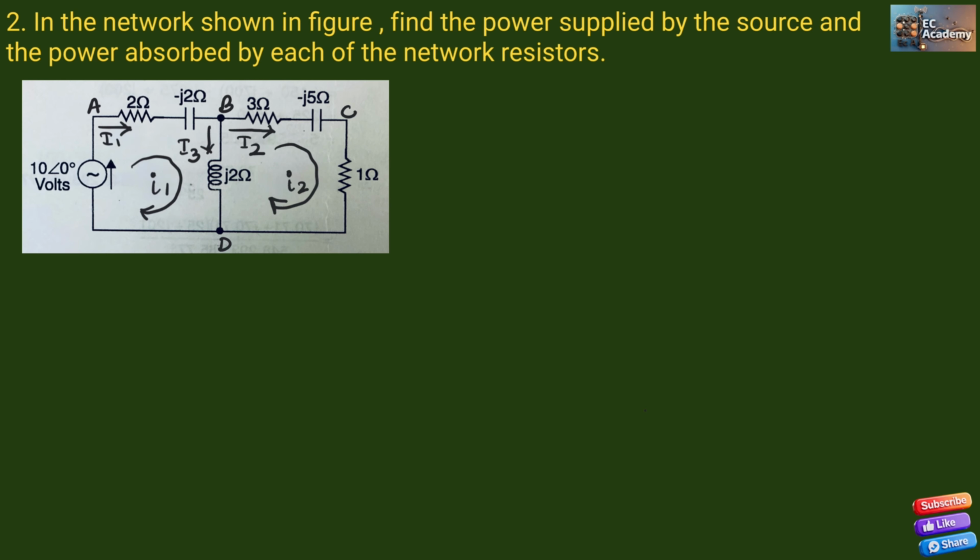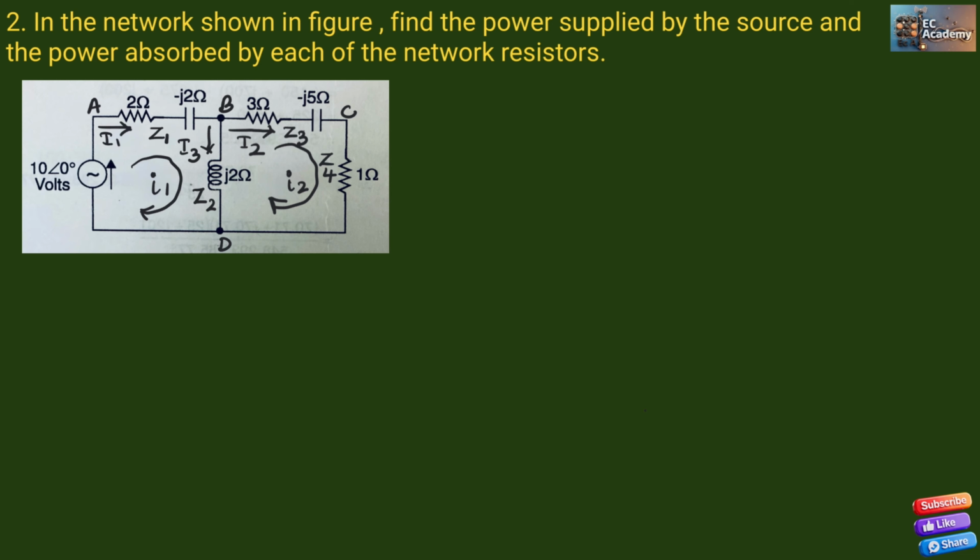Since the network has resistor, inductor and capacitor, it is an AC network. So let us write the impedances corresponding to each branch. The impedance between A and B can be written as Z1. The impedance between B and D, let us call it Z2. The impedance between B and C, let us call Z3. And we can write the impedance across the branch CD as Z4.